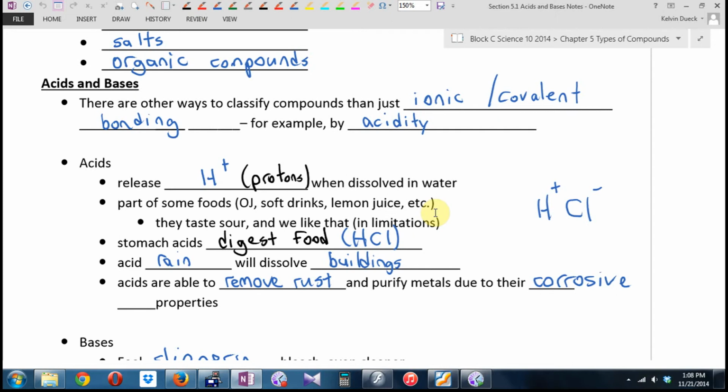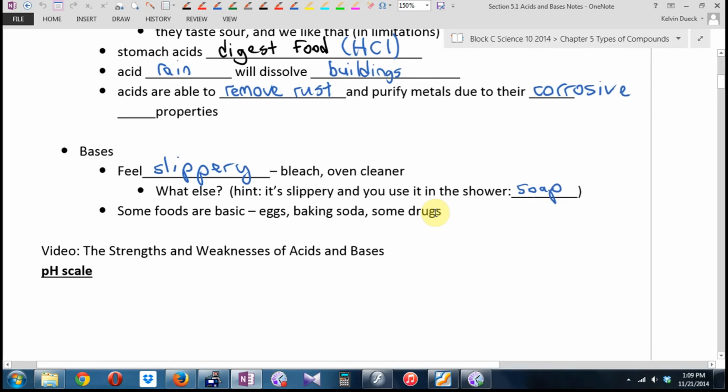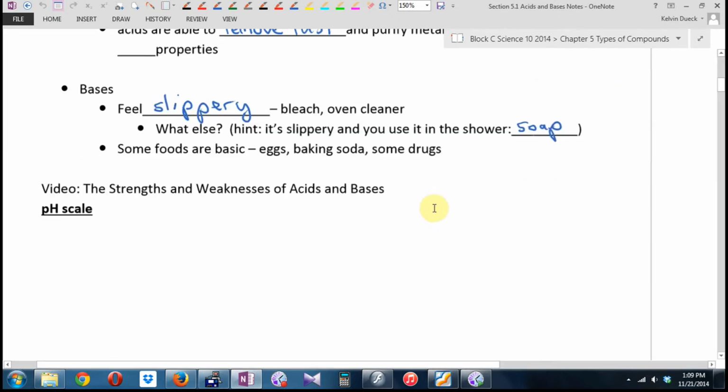Acids release protons when they're dissolved in water. What are some acids? Orange juice, soft drinks, lemon juice. In fact, we said acids taste sour, which we kind of like in limes. Stomach acids are a much stronger type of acid. That's HCl. And we talked about the opposite of acids, bases. Bases are slippery, bleach, oven cleaner, and they're going to be on the other side of the pH scale.